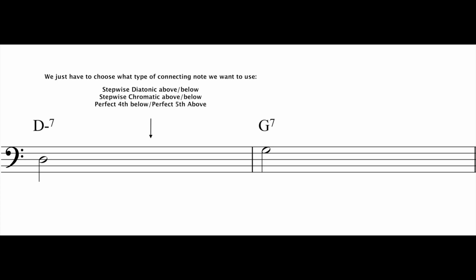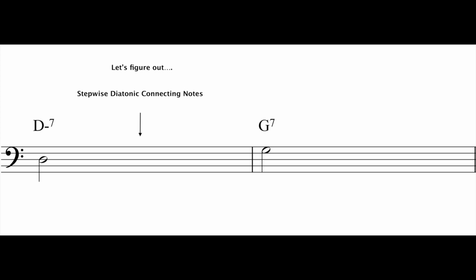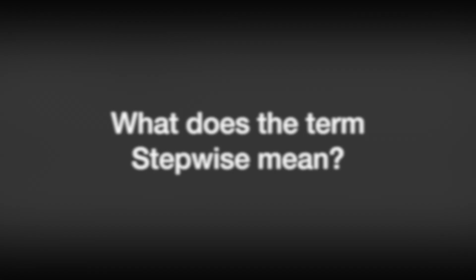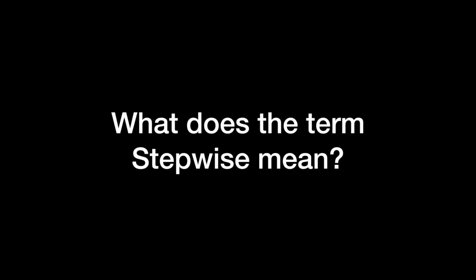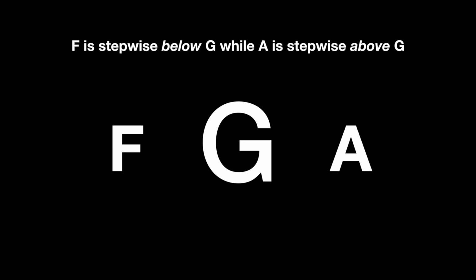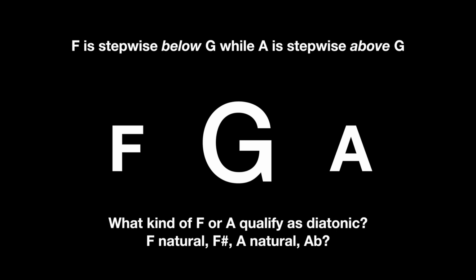So stepwise diatonic. First of all, how do we figure out what the term stepwise means? Well, this is in relation to the root we're trying to get to, the G. So get your mind centered on the note G, and basically the term stepwise means anything next to it in the musical alphabet. So in that case, that would mean some kind of F and some kind of A. The term diatonic will give us a hint as to what kind of F or A. What I mean is, is it an F natural, an F sharp, an A natural, an A flat?